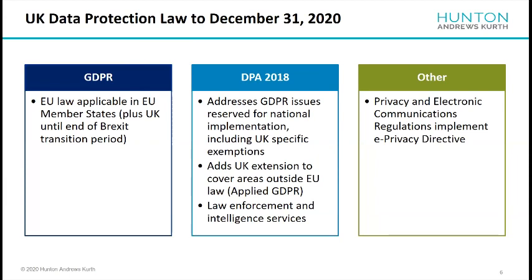This Act also extends the scope of the GDPR in the UK to areas otherwise outside the competence of EU law. So that's the applied GDPR. It also implements the Law Enforcement Directive. It extends the DPA regime to processing by UK intelligence services. It establishes the Information Commissioner's Office and sets out the powers and tasks of the Commissioner, and it deals with enforcement. And then just to complete the picture, I wanted to mention the Privacy and Electronic Communications Regulations.